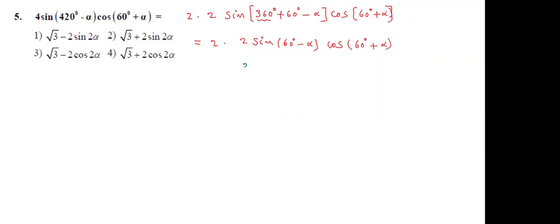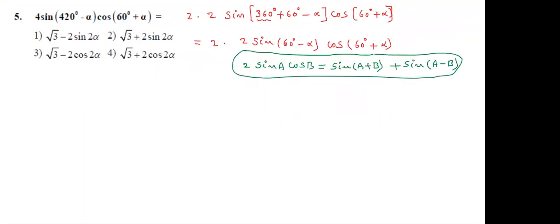Now this is in the form of 2 sin A cos B. What is the 2 sin A cos B formula? Sin of (A plus B) plus sin of (A minus B). This is the formula. Now by using this formula, expand that 2 into sin of (A plus B): A means 60 degrees minus alpha, plus B means 60 degrees plus alpha, plus sin of (A minus B).